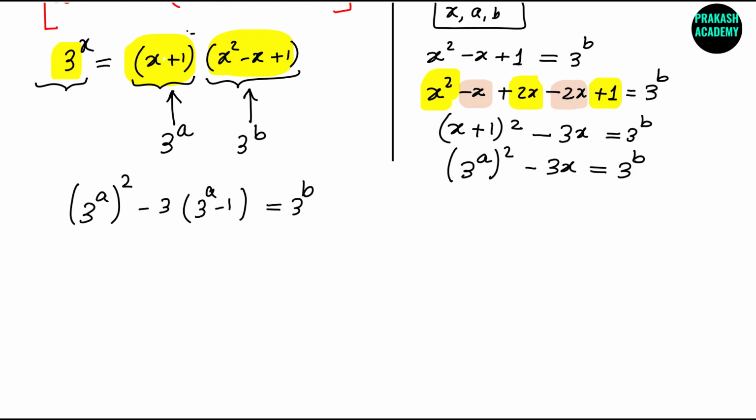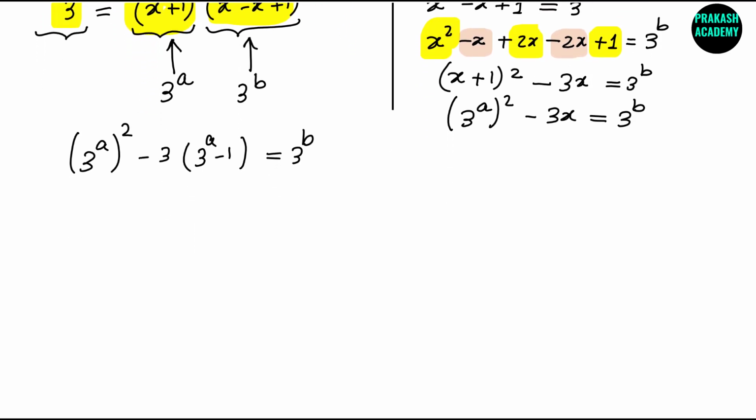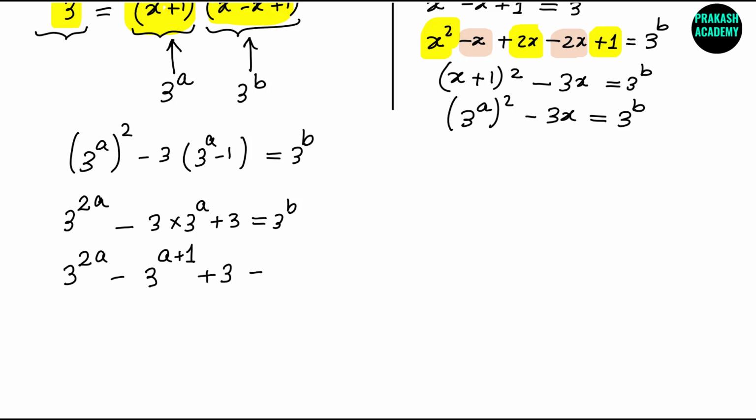So let us simplify this expression a little bit. This will be 3 raised to the power 2a, using the rule of exponents, minus 3 times 3 raised to the power a, and minus minus becomes plus 3, is equal to 3 raised to the power b. So I will have 3 raised to the power 2a minus 3 raised to the power a plus 1, and this is plus 3, is equal to 3 raised to the power b.